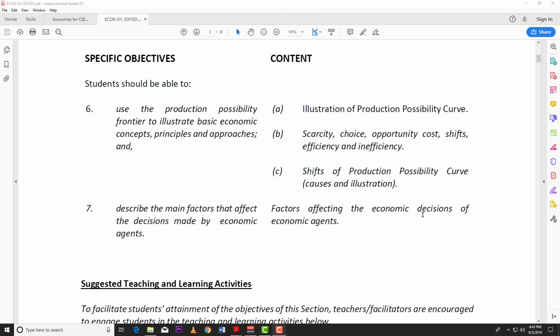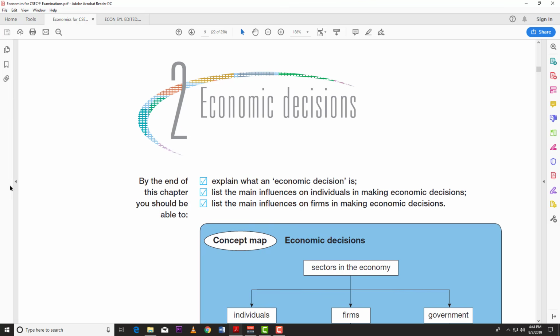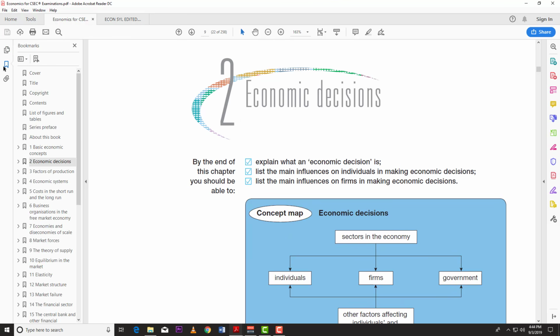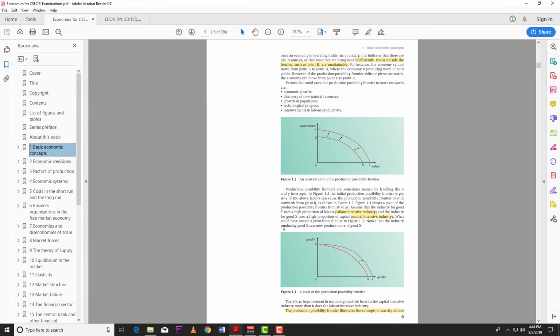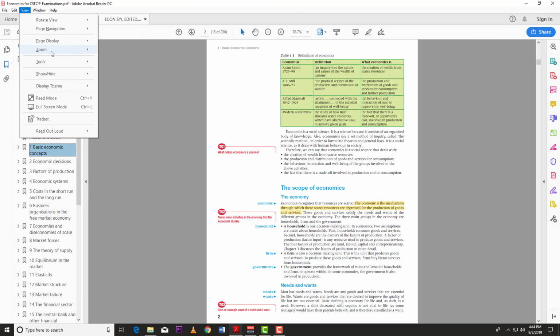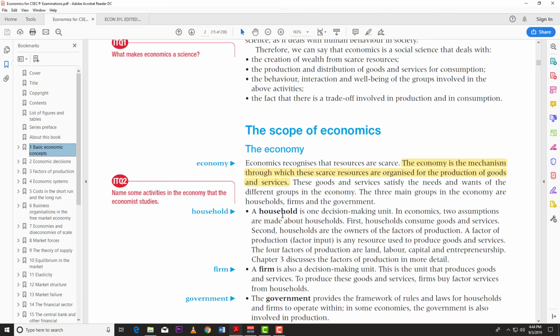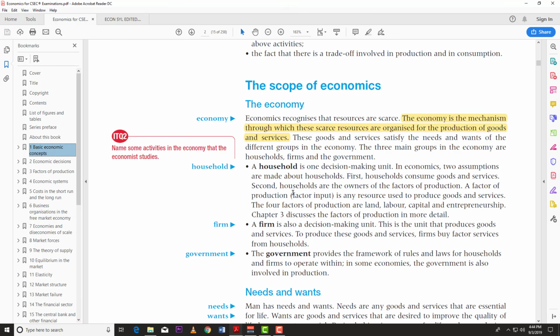Factors affecting the economic decisions of economic agents. If you go back to the previous 2 videos, we learned that the main economic agents are the household, the government, and the firm. Those 3 are the main economic agents. Let's look back at it quickly to see them here: the household, the firm, and the government. So those are the 3 economic agents.